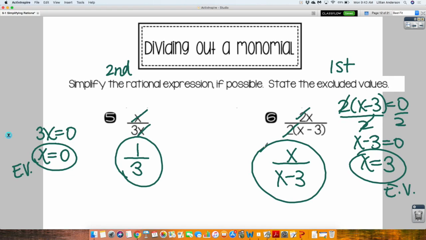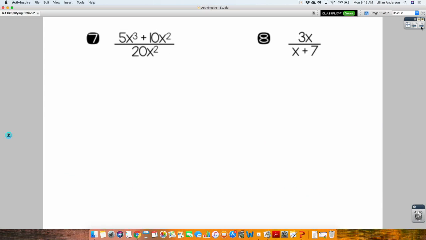Now here we're dividing out monomials. We haven't gotten to the more interesting ones. Okay? Let's look here at number 7. Excluded value first. Go ahead and do that. Find my excluded value. What's my excluded value? 0. I said 20x squared equal to 0. Divide both sides by 20. Take the square root of both sides. All the way down is 0.